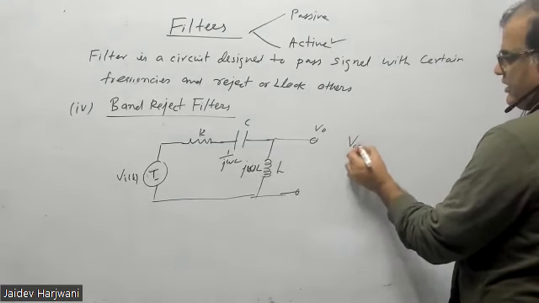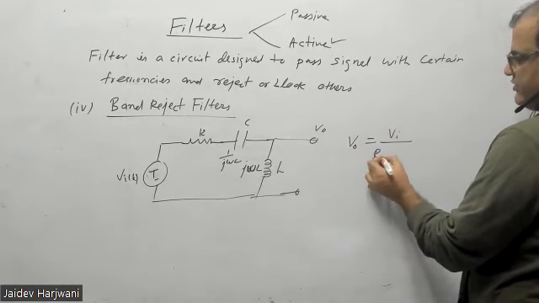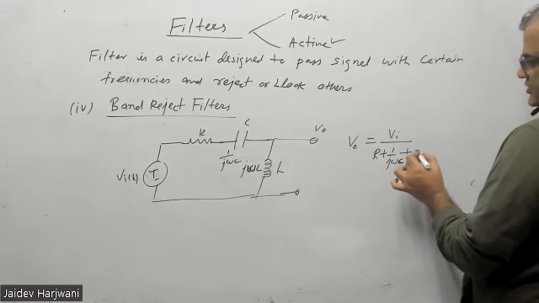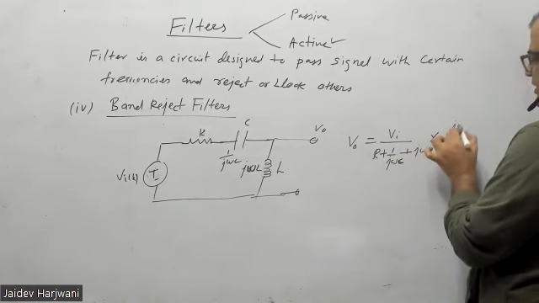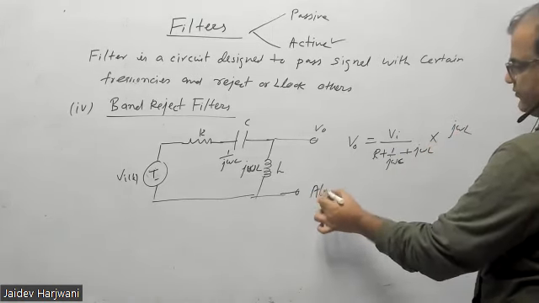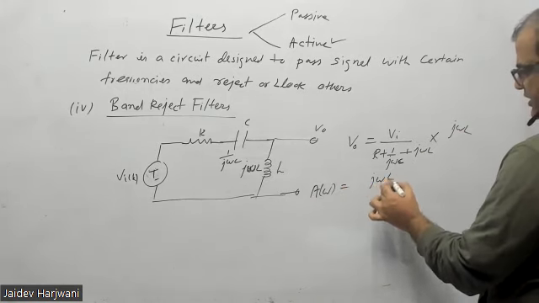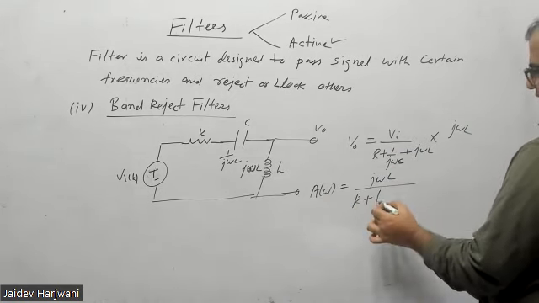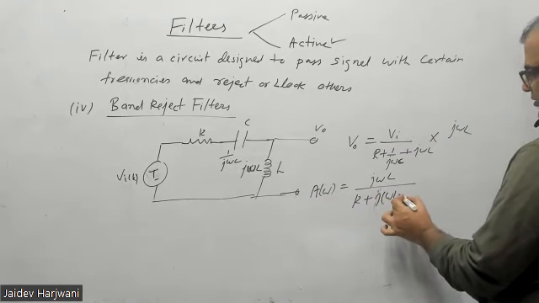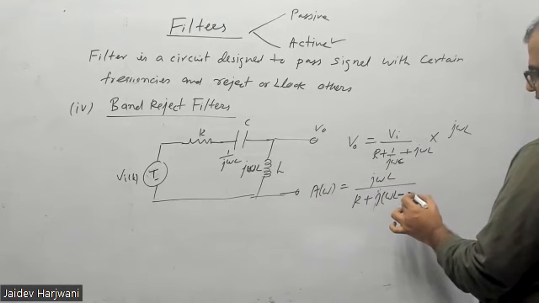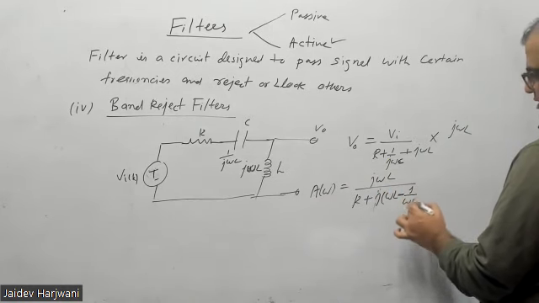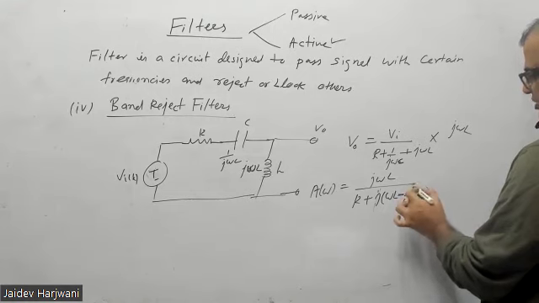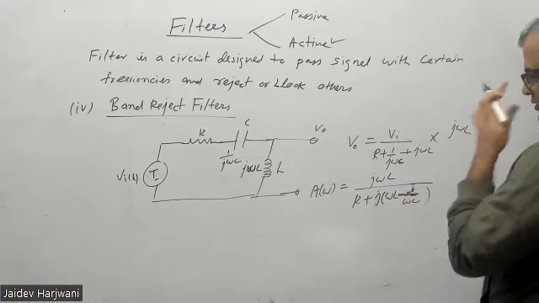So V output will be what? Current times impedance: V input over the total impedance, 1 upon j omega C plus j omega L, into j omega L. So the gain will become j omega L over R plus, again, I can take j common: omega L minus, here also I can multiply by j, so this becomes j omega C, and j we take common, this is 1 by omega C.